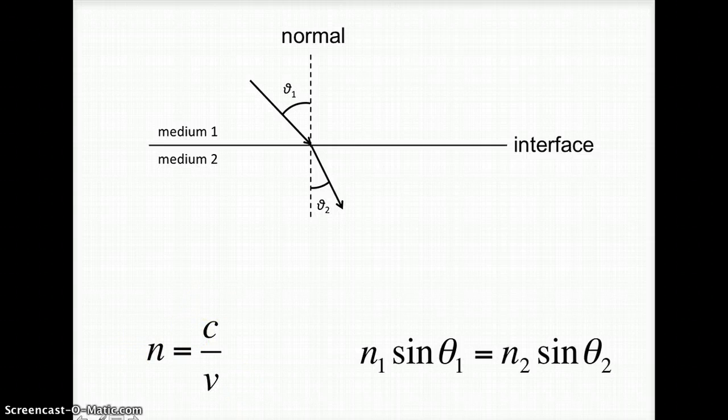Here's what the first equation says. Refractive index is equal to the speed of light in a vacuum, c, divided by the speed of light in the medium. In the second equation, the givens n1 and n2 give the refractive index of medium 1 and medium 2, respectively, and the angles theta 1 and 2 are what we've shown here, marked.